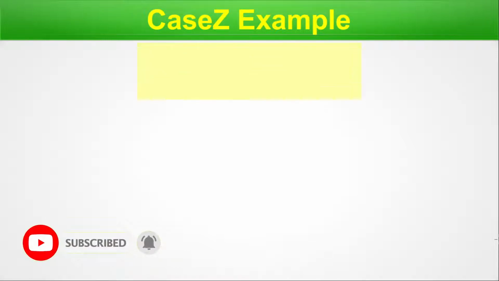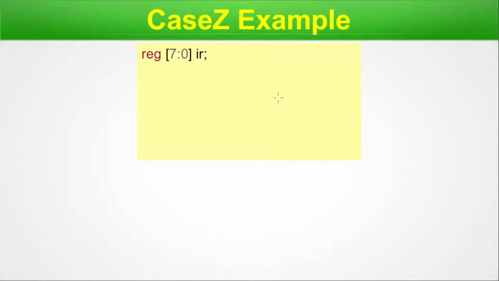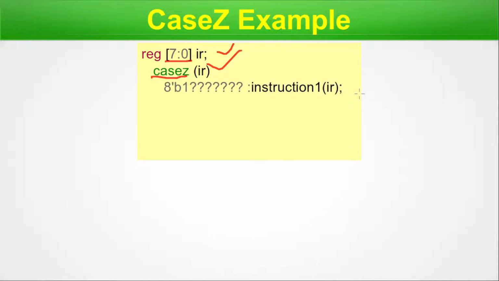CaseZ example. We have a bus here, IR, which is 7 down to 0. And we have case Z, this is for CaseZ example, IR. And here we have a left hand expression, and here you can see the marking. All these bits are dynamic to be Z, and it could be any expression. This is fixed and these are dynamic. So this can be Z, anyone can be Z, anyone can be else. In that case, the instruction 1 should happen. That means that should execute.